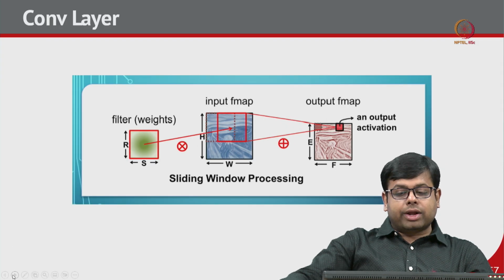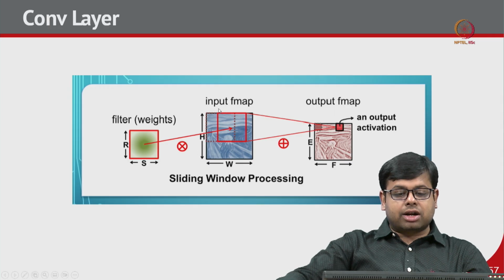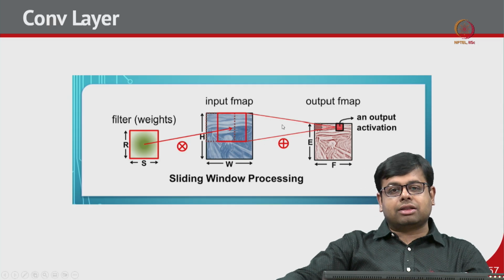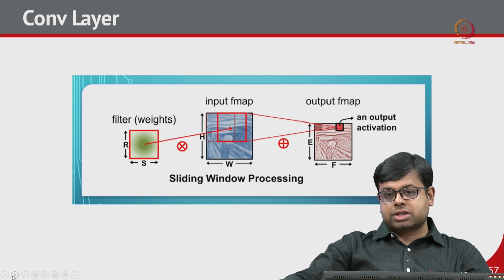Now, as I was saying, this is the sliding window process. So, this dotted line is showing the first step, and then in the next step the filter will slide, and then it will perform the element wise multiplication onto the next patch. It will perform the addition, and then it will produce the next pixel in the output activation. So, that is how this convolutional layer or the convolutional operation happens. This is sliding window processing, right.